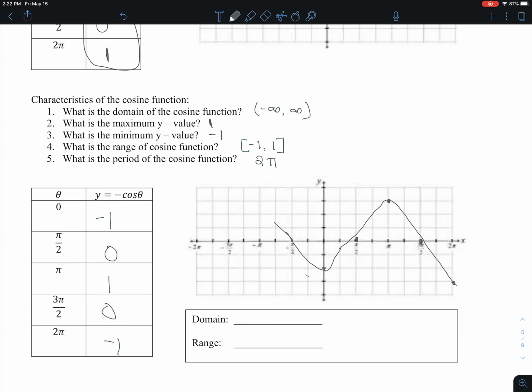And then it would go up to 1, then back down to 0, and then down to negative 1. So that's what negative cosine of 1 would look like.